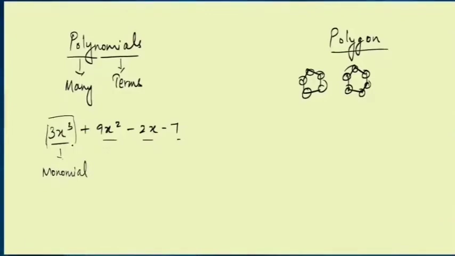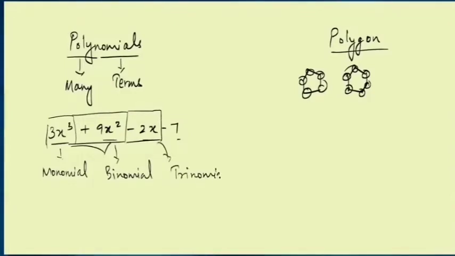Now see, if the terms are fewer, what will happen? You can see 3x cube, if we are taking one term, it is a monomial. If we are taking 3x cube plus 9x square, it is a binomial, 2 terms are there. If we are taking 3x cube plus 9x square minus 2x, it is a trinomial. But if we also include minus 7, it is a polynomial. That is the concept.